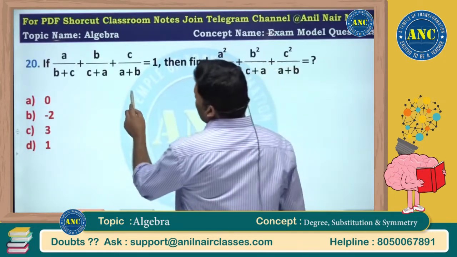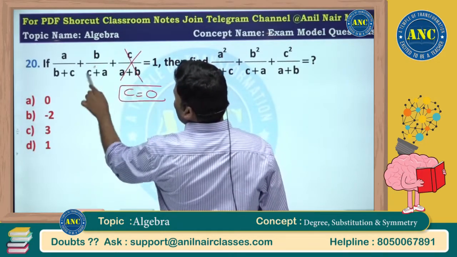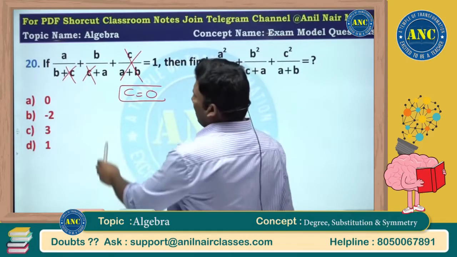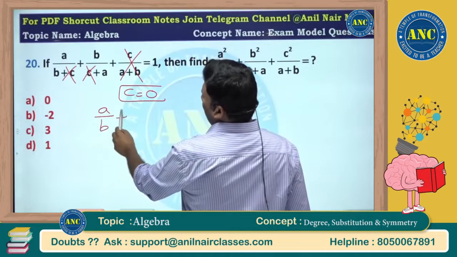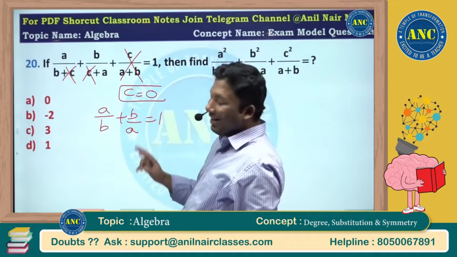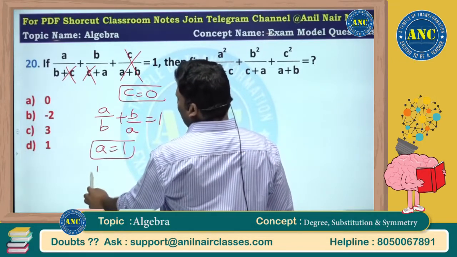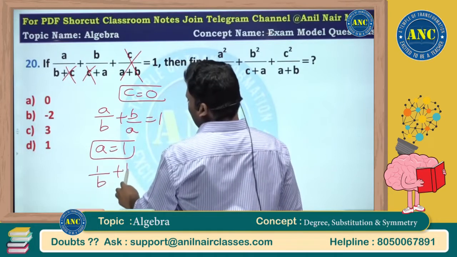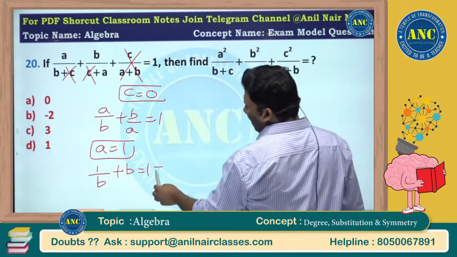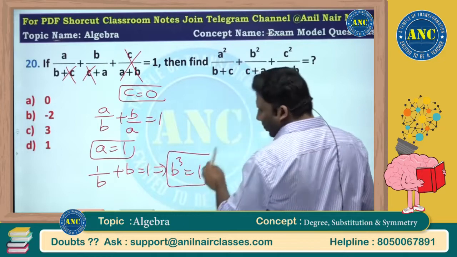Again, make c value 0. If I make c value 0, this will be cancelled. So then it will be a by b plus b by a equivalent to 1. Denominator cannot be equated with 0. Make a value 1. If I make a value 1, 1 by b plus b equivalent to 1, which means b cube equivalent to 1.